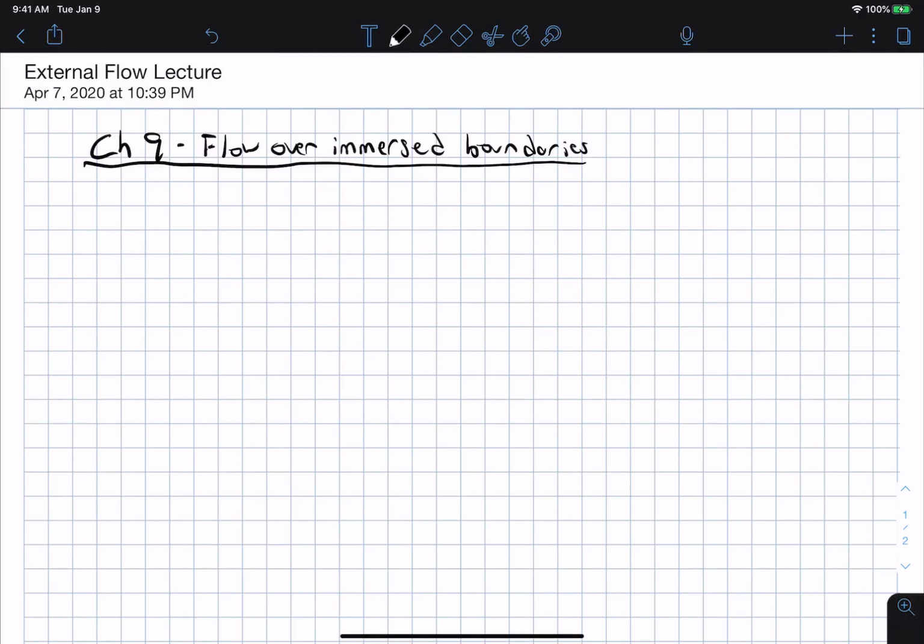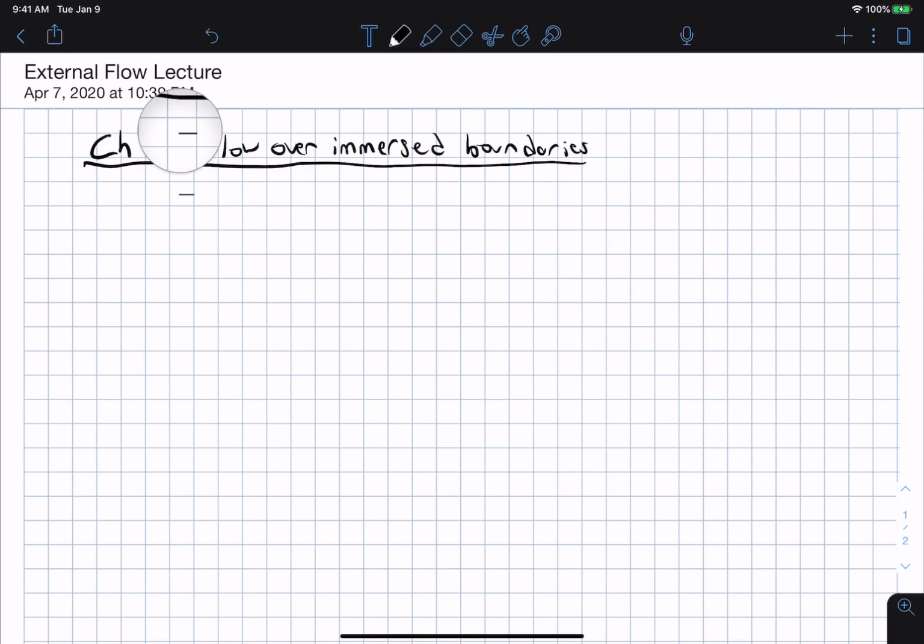Okay, so now we're going to start the last chapter, chapter 9, which is flow over immersed boundaries. We are definitely not going to cover all of this. Courses in aerodynamics cover flow over immersed boundaries in much more detail than we will in this class.